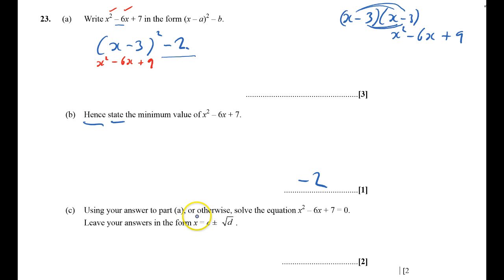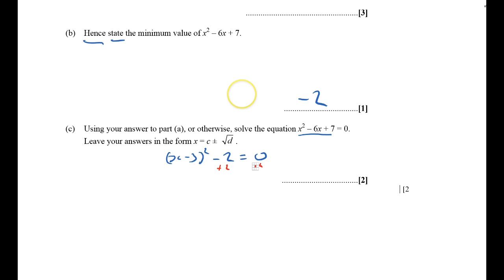Using your answer to part A, or otherwise, I could do it another way, but I might as well do it this way. And it's got the same equation here as it had at the top. So all I have to do is write down x minus 3 squared minus 2 equals 0, and now I have to keep on doing the opposite, just like solving a normal equation. Just do the opposite until I eventually find out what x is. I want to add 2 to both sides, and then that will give me x minus 3 squared equals 2.